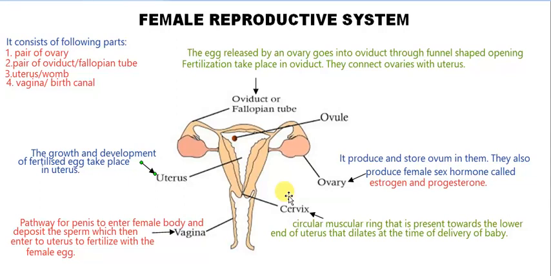Good morning, students. Today we will start the next topic, that is the female reproductive system. As we have discussed in the previous topic on the male reproductive system, in both the male and female reproductive systems their structure is different and they perform different functions. In the female reproductive system there are different parts and they perform different functions.